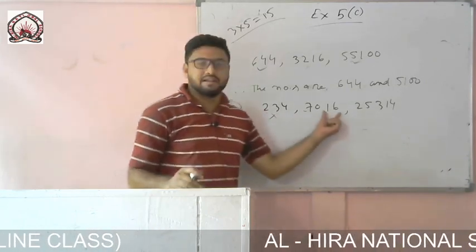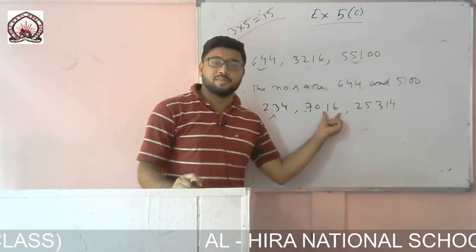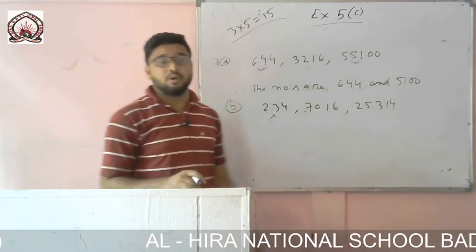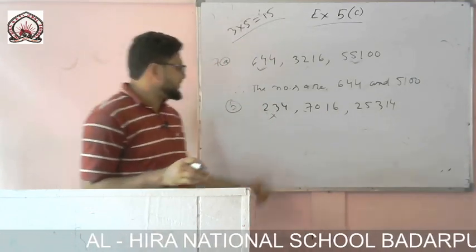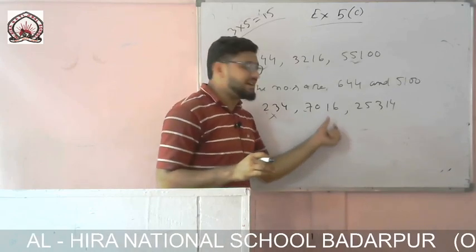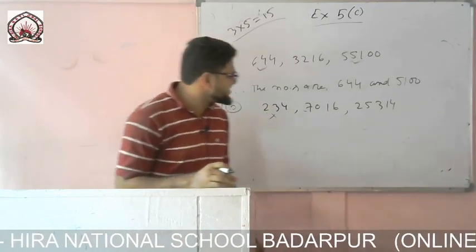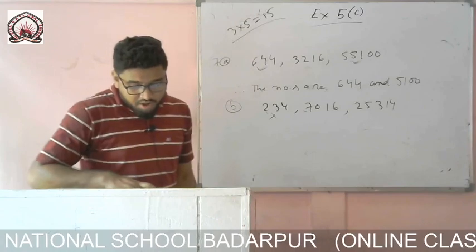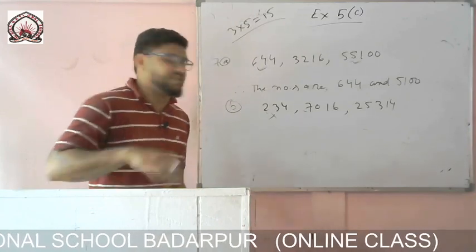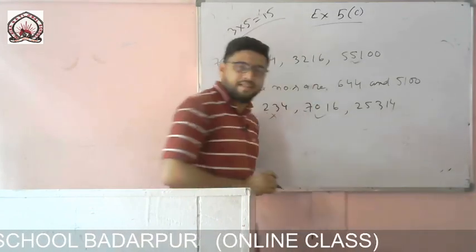You see this one, 7016. It is divisible by 2 because it is even. Now we need to check by 3. 7 plus 1 is 8, 8 plus 6 is 14. So 14 is not divisible by 3, so the number is not divisible by 6. So this one. Understood?